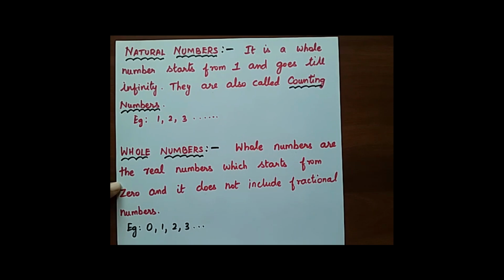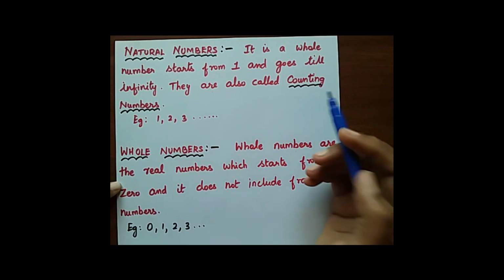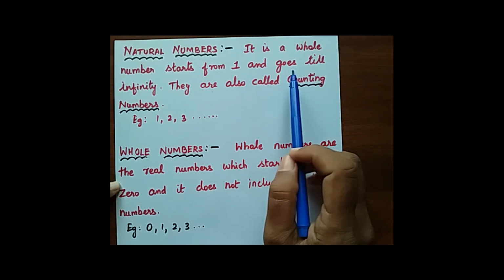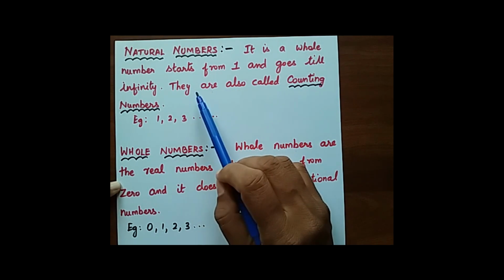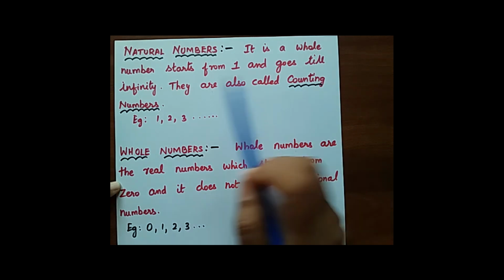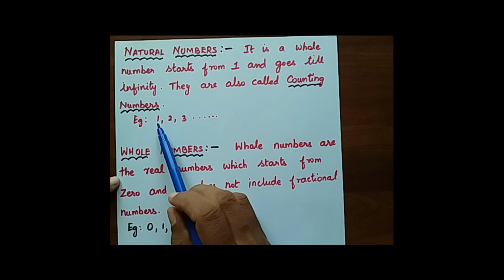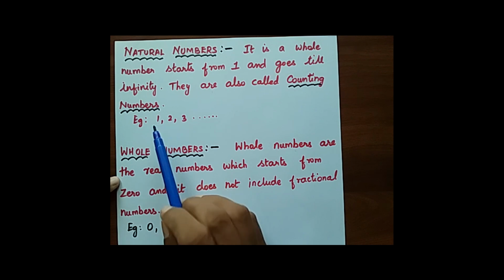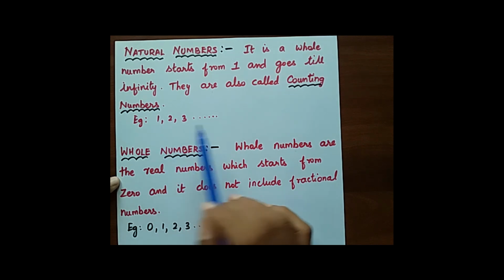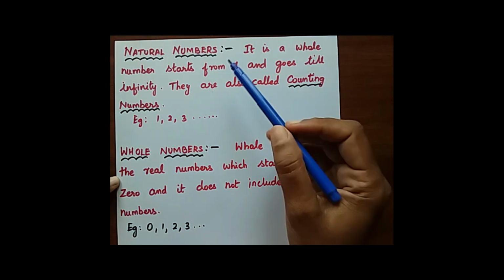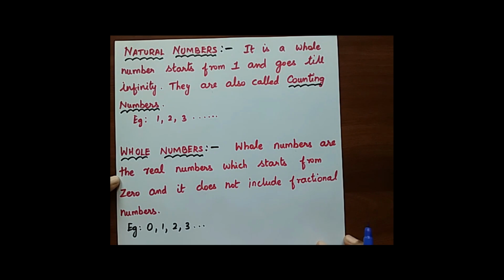Next we go to natural numbers. It is a whole number that starts from 1 and goes till infinity. They are also called counting numbers. So natural numbers will start only from 1. Okay, so from 1 all the numbers are natural numbers. It goes up to infinity. Such type of numbers are called natural numbers.